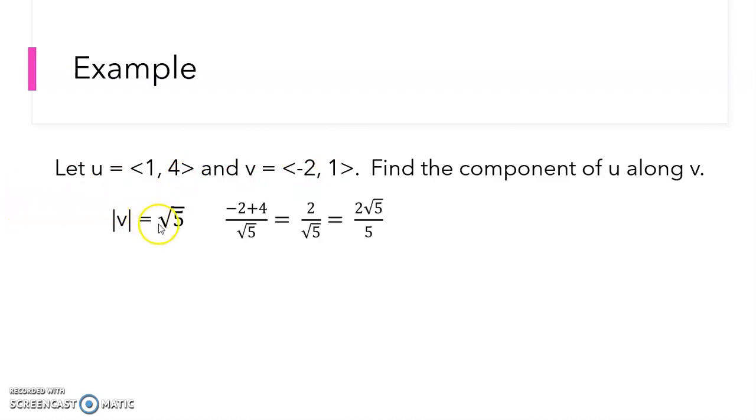I started by finding the magnitude of V. That's -2 squared plus 1 squared, and it's the square root of that. That comes out to the square root of 5. And then U dot V is 1 times -2 plus 4 times 1. So I had -2 plus 4 over the square root of 5. That's 2 over the square root of 5. And I rationalized to get 2 times the square root of 5 over 5. So that's the component of U along V.